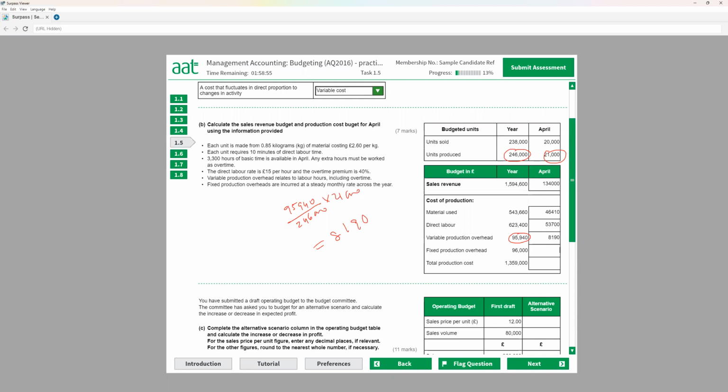Then you have a fixed production overhead. The question states the fixed production overhead is incurred at a steady monthly rate. So the total for the whole year is 96,000, and 96,000 divided by 12 is 8,000 per month. And that's it. If we add all of this, that will be our total production cost, and that will be 116,300.